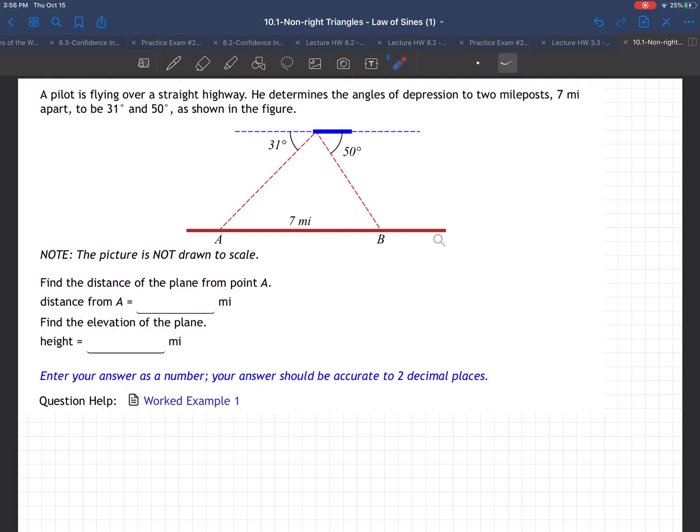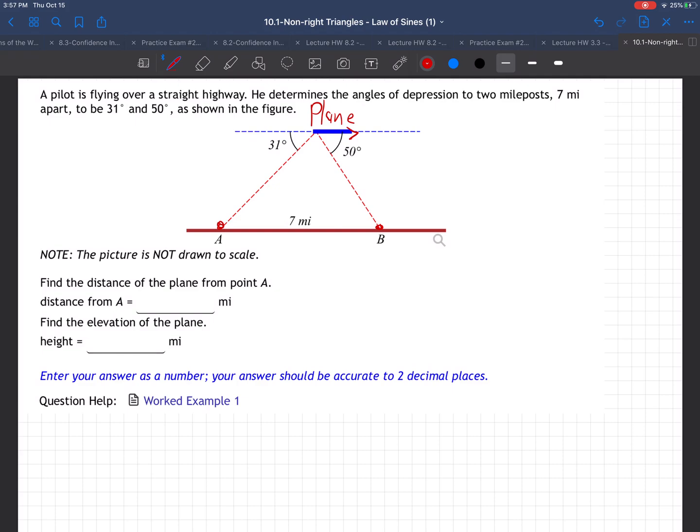And the angle of depression, this is called an angle of depression, meaning it goes from the horizontal down. So the plane's up here flying, and those are the angles down from the horizontal, is what we're talking about on this problem. So I'll put the plane up here, and he's flying that way, let's say, and he's got those angles of depression where he's looking down to A and B.